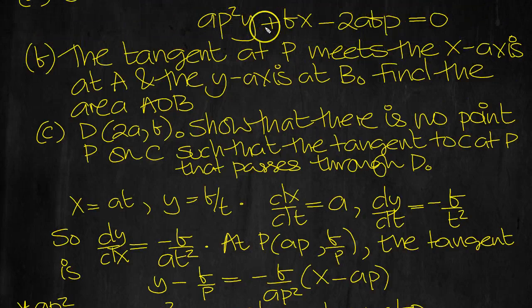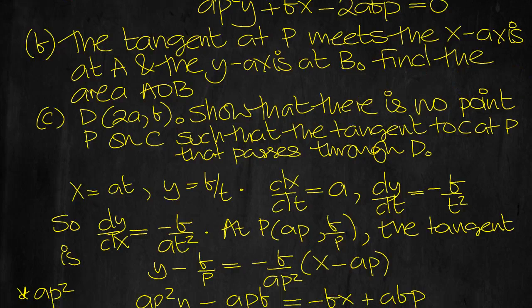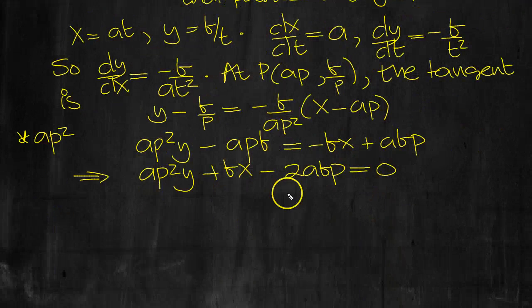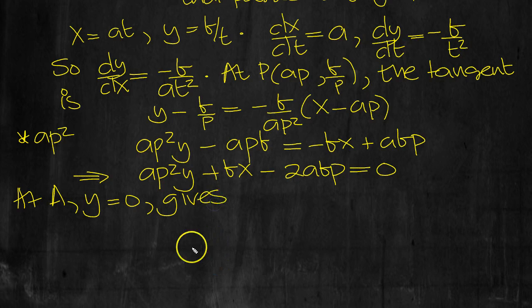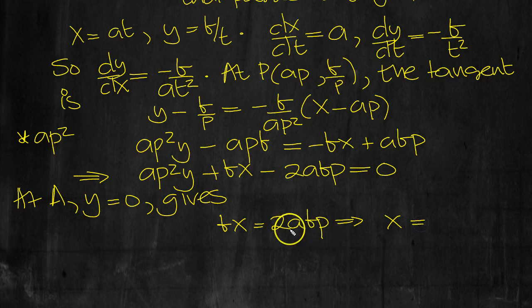Same thing. The tangent at P meets the x-axis at A and the y-axis at B. Find the area of triangle AOB. So this tangent meets the x-axis at A. So at A, x-axis, so y is 0, that gives bx equals 2abp, so that tells us what x is. Divide by b both sides, 2ap.